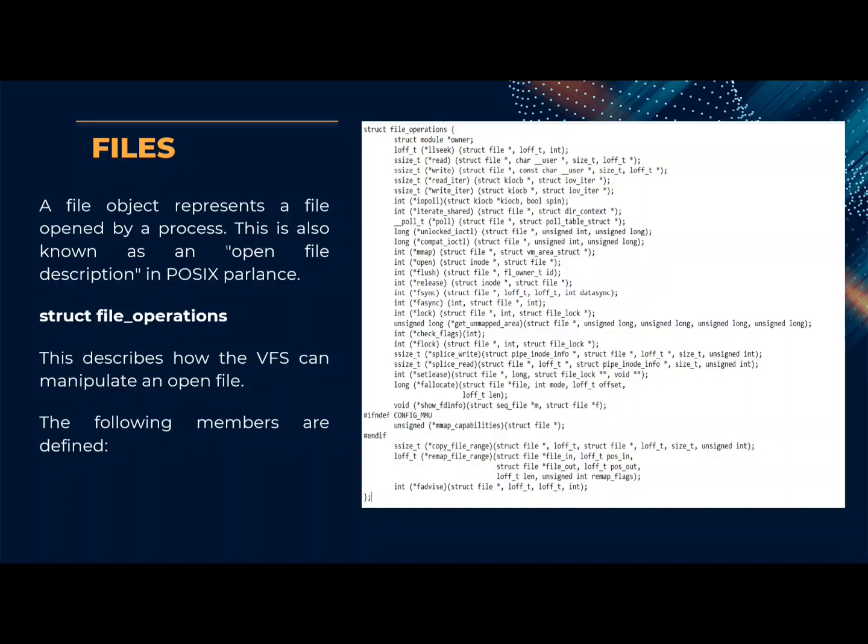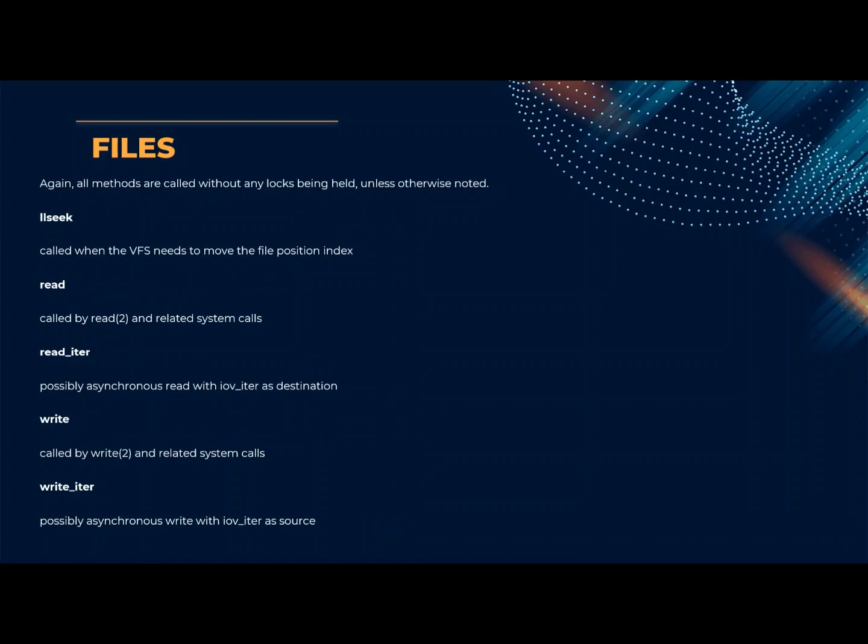As you can see, it has llseek, read, write, read_iter, write_iter, and many more. Just like before, all methods are called without any locks being held unless otherwise noted. So as you can see, this is what files can do. The first one being llseek, called when the VFS needs to move the file position index. Next is read, called by read and related system calls.